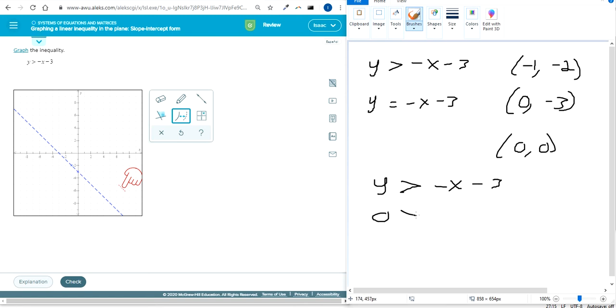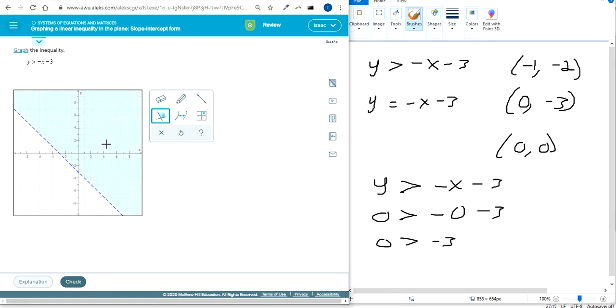Okay, so here's the inequality. Let's plug in 0 for y, 0 for x. So we get 0 is greater than -3. That's a true statement, so we shade this side.